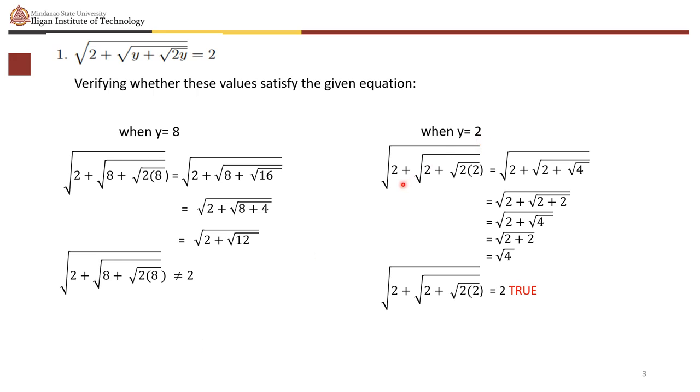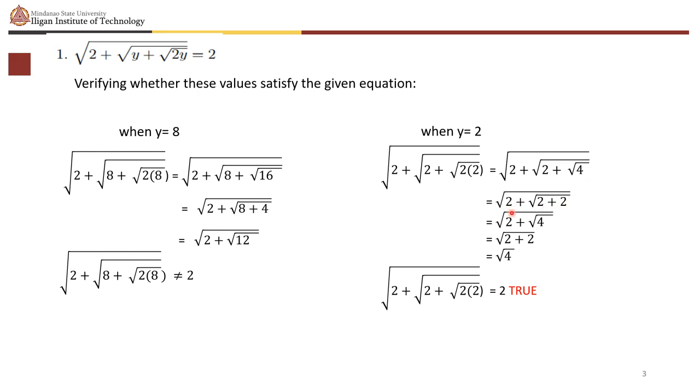We have square root of 2 plus y here is replaced by 2. So square root of 2 plus square root of again y here is replaced by 2. Equals square root of 2 plus square root of 2 plus this one is 4. So we have square root of 4. But what is square root of 4? That's equal to 2 here.